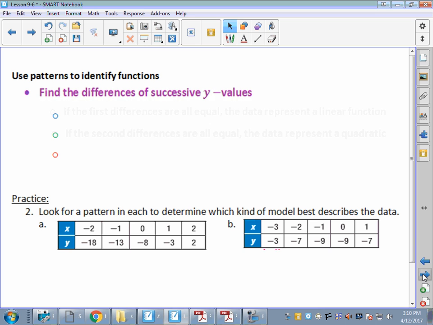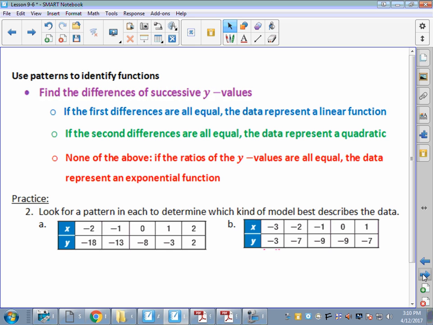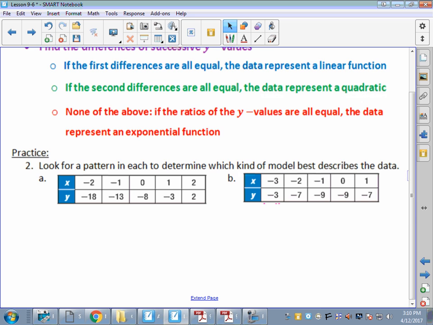And here's what happens. If the first differences are all equal, the first time we go through this, it's going to be linear. If I do that all over, if I take my new y values and the second differences are all equal, it's a quadratic. If those two don't work, none of the above, then I set up ratios and see if they're all equal. So the data is exponential. So it's all about looking at the y's. Hit pause if you need to get that copy down.